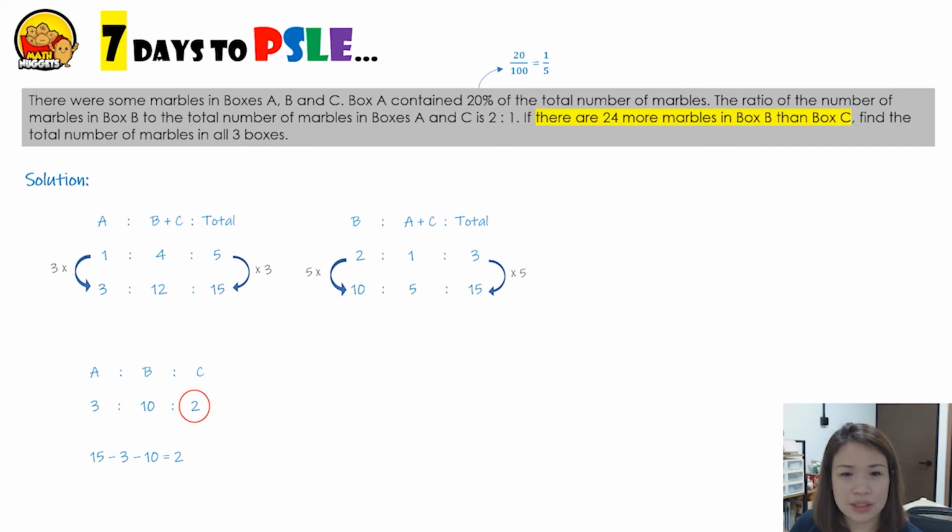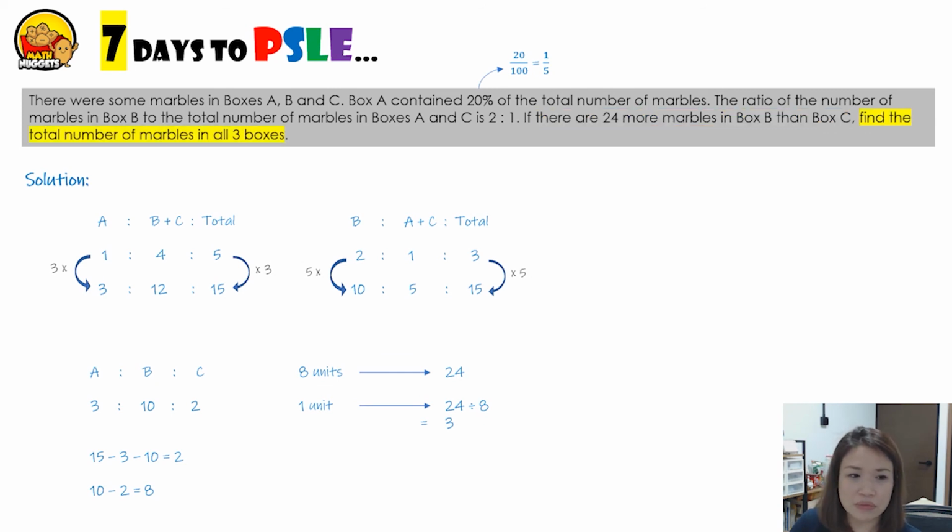The question tells us that there were 24 more marbles in B than C. So we compare B and C. The difference is 10 minus 2. The difference is 8 units. So we know that 8 units make up 24 marbles. So we are able to find out what's 1 unit by dividing. 1 unit is 3 marbles.